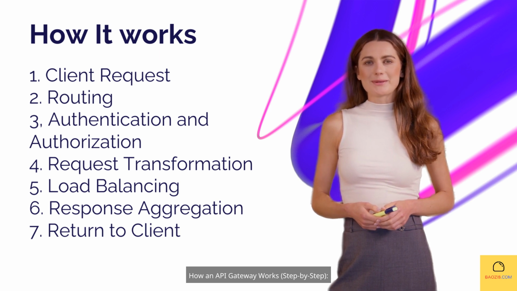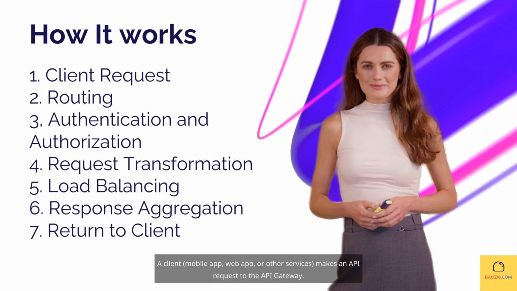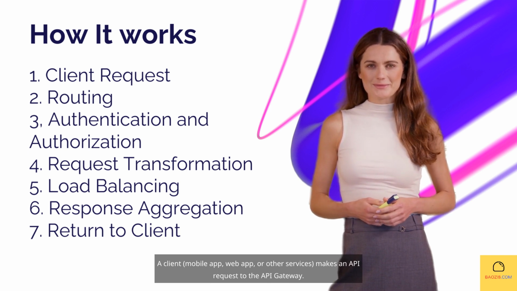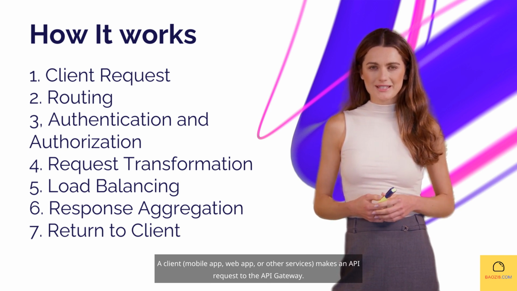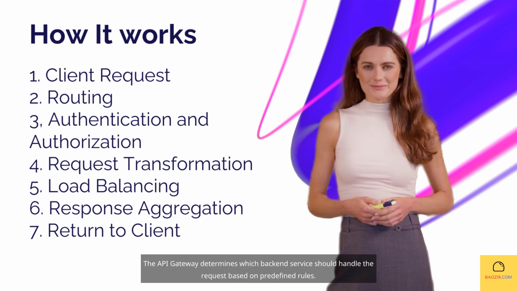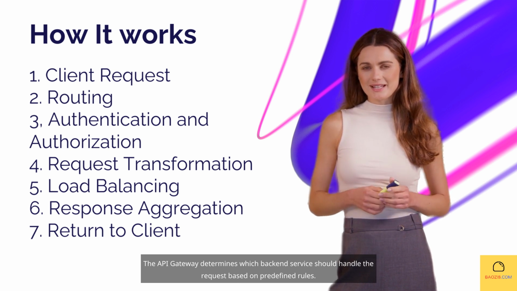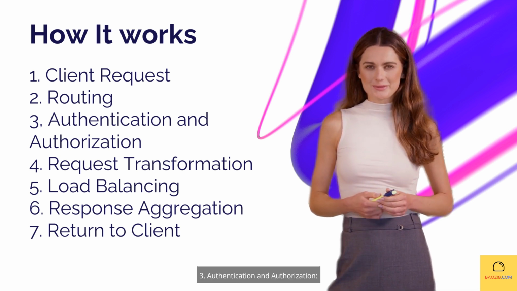How an API gateway works, step by step. 1. Client request. A client, mobile app, web app, or other services, makes an API request to the API gateway. 2. Routing. The API gateway determines which backend service should handle the request based on predefined rules.